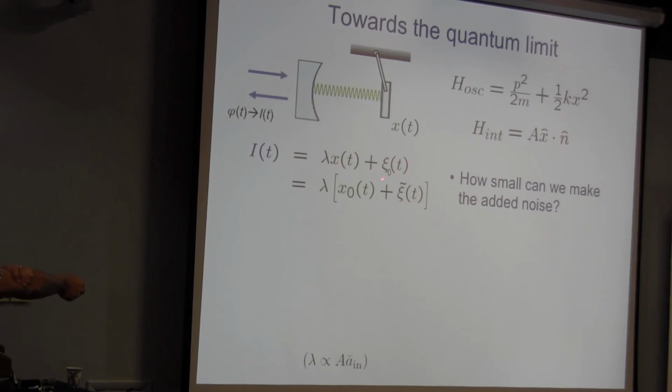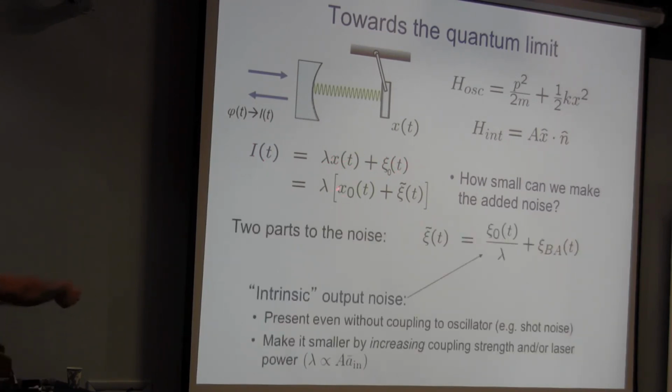Here's this added noise. Okay, I'm going to rewrite this in this way. So there's two parts to the added noise. This is the total added noise here. The first term here is, again, what I already told you about. Even if there was no coupling to the mechanical resonator, this photocurrent would have shot noise fluctuations in it. Okay, so that's an imprecision noise.